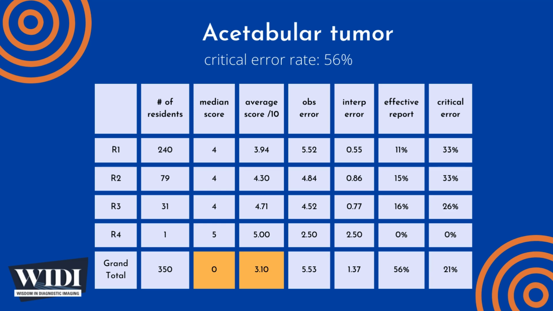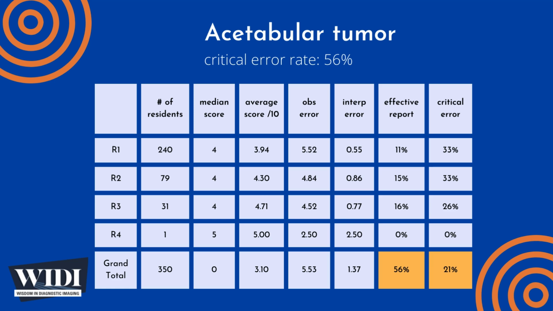Overall, the average number of points lost out of 10 to observational discipline was 5.53. At the same time, 1.37 points were lost due to interpretive errors on the part of the residents. We define an effective report to be one which achieves scores between 7 and 10. In terms of letter grades, this would be an A or a B. In this most missed case, 21% of residents produced effective reports.